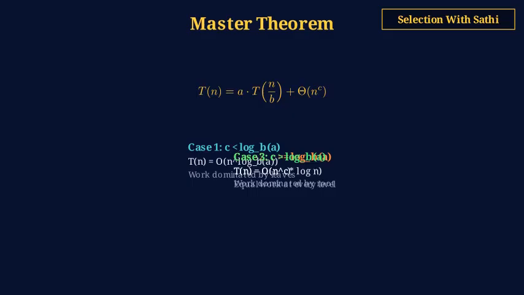Strassen's matrix multiplication, T of n equals 7 T of n over 2 plus O of n squared. a is 7, b is 2, d is 2. Log base 2 of 7 is about 2.81, which is greater than 2. Case 1 gives O of n to the 2.81, which beats the naive O of n cubed. Always identify a, b, and d first, then apply the correct case.